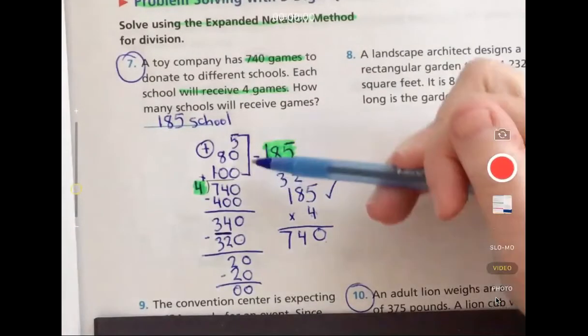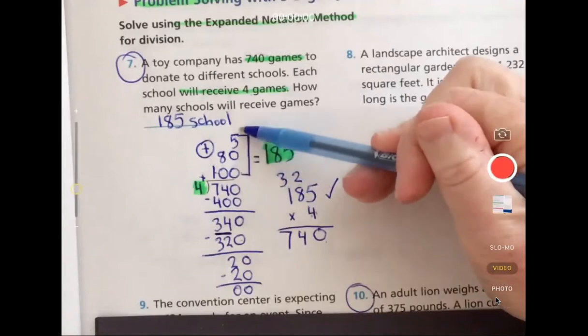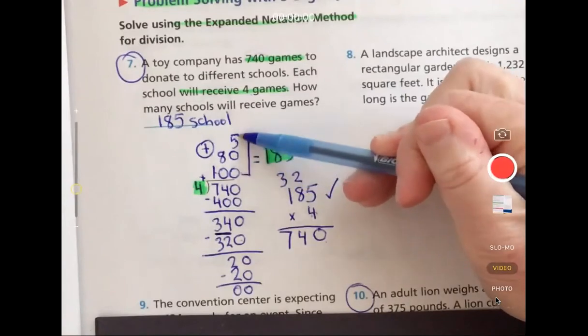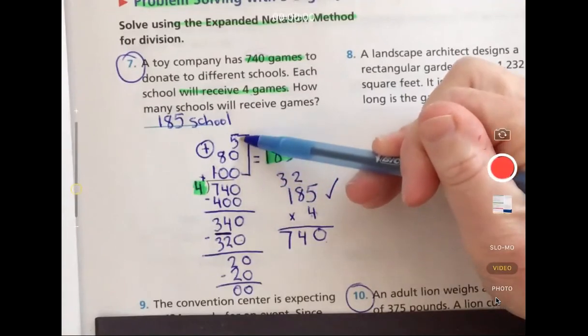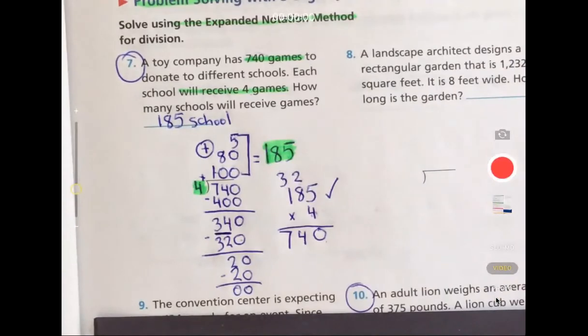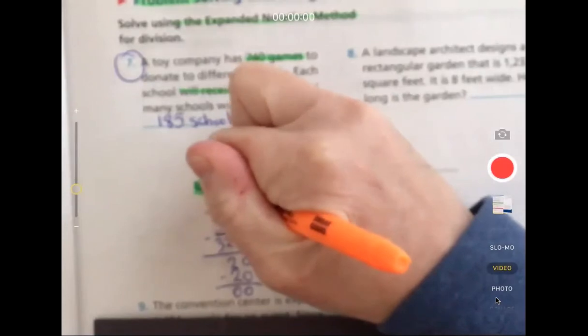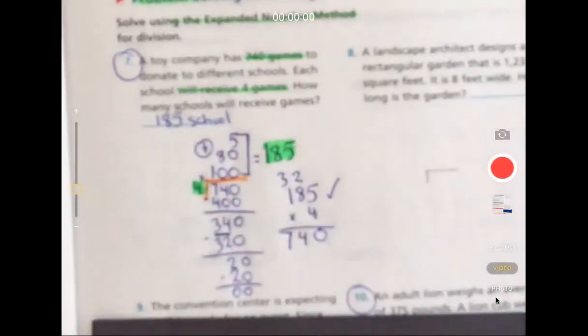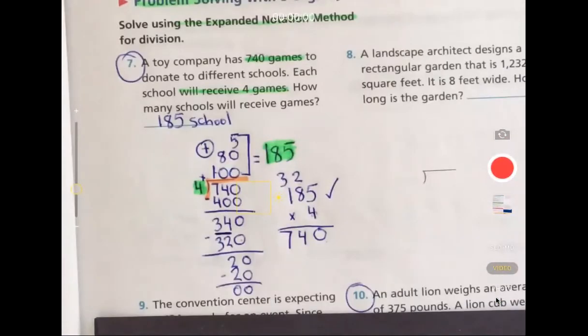Okay? This weirdness up here on top, that is showing the expanded notation method. That's what that is. And it kind of blocks this. I'm going to highlight in a different color. But there's your division symbol. I'm sorry for the blurriness.